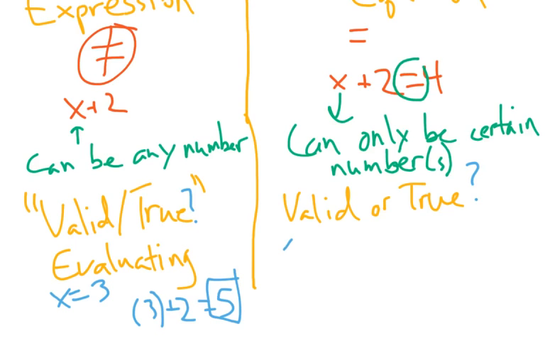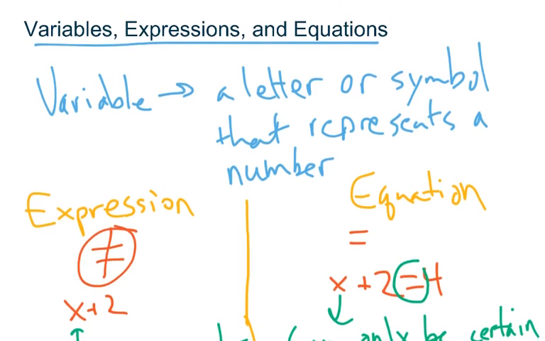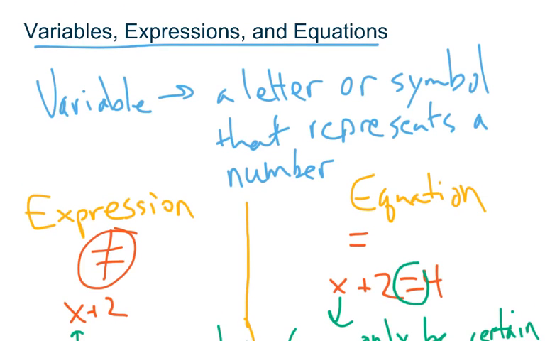And so again, we let x equal 3. We put 3 in. We'll have 3 plus 2 equals 4. We get 5 equals 4, and that is not true. That is not valid. So x cannot equal 3. And so this is the difference between an expression and an equation. The role of the variable fundamentally changes.